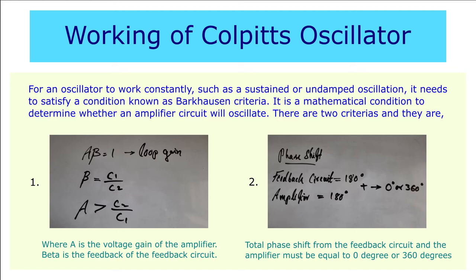This is called the Barkhausen criteria. Barkhausen criteria is satisfied by the formula A beta = 1, beta = C1/C2, and A is greater than C2/C1.